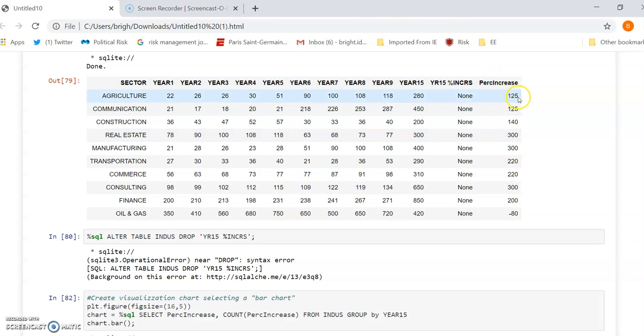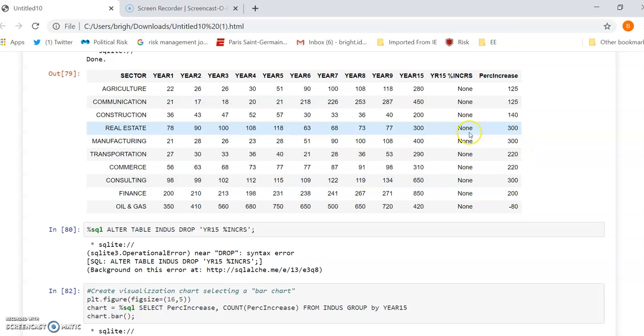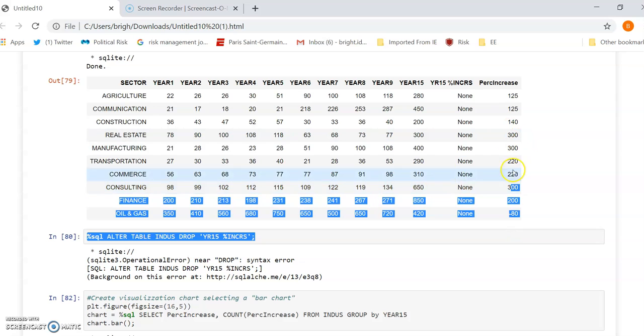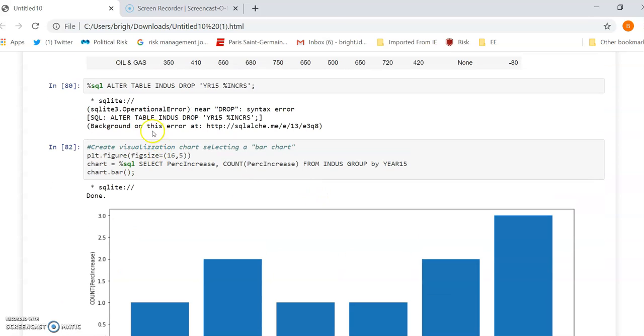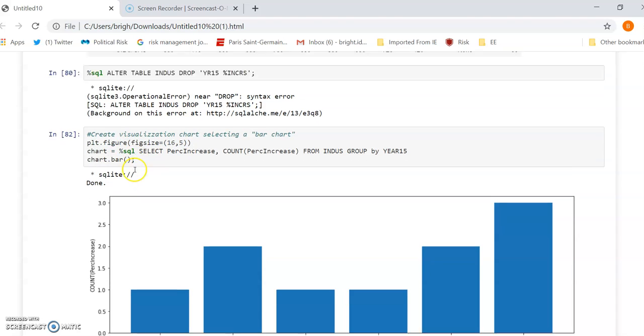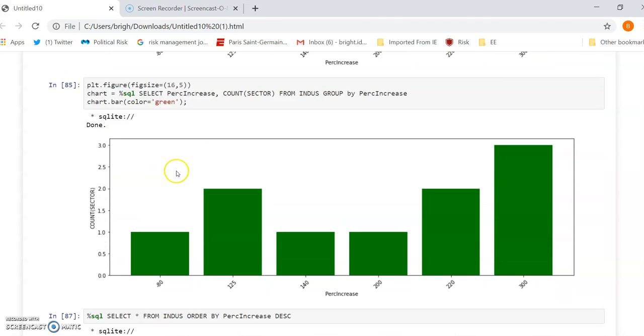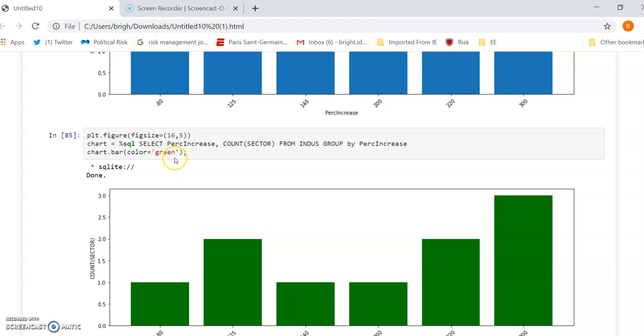So 125 is a 125% increase. These are arbitrary numbers, not exactly computed with a calculator or through the commands. These are the various increases from the current year, which is year 9, to year 15. This is the percentage representation. I also used this command to alter the table, which prompted the error that I told you about. Then this is the visualization. The initial visualization was default blue, and I did not include any color here, but in the next slide I chose a green color.